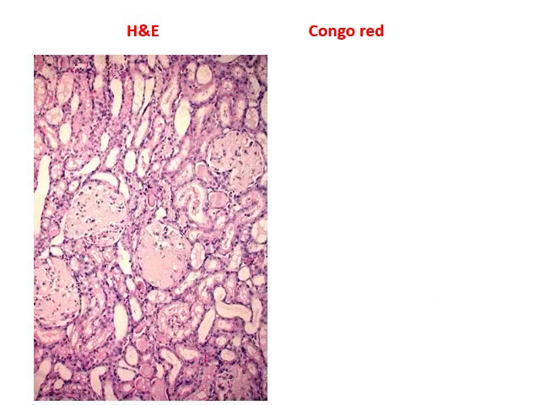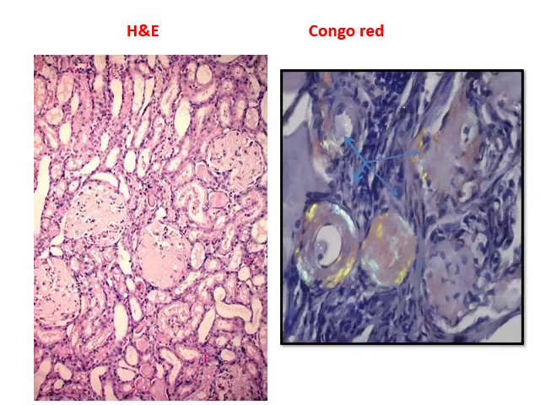This is the appearance of amyloidosis of the kidney by H&E, and by Congo red under the polarized light, it gives the light green, apple green birefringence. This is the apple green birefringence, the green foci here and here.